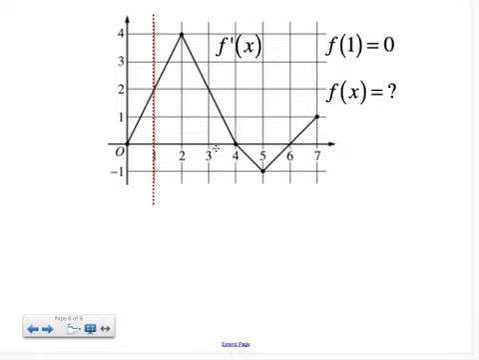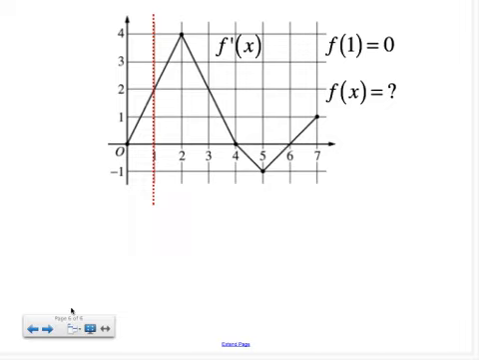For example, before we get into any calculations, because f prime is positive from 1 to 4, I know that f is going to increase from 1 to 4. And so that means we're going to go from f of 1 equals 0 to values larger than 0. Then we'll have a decrease from 4 to 6 because f prime is negative on that interval. And then from 6 to 7, f will increase again.